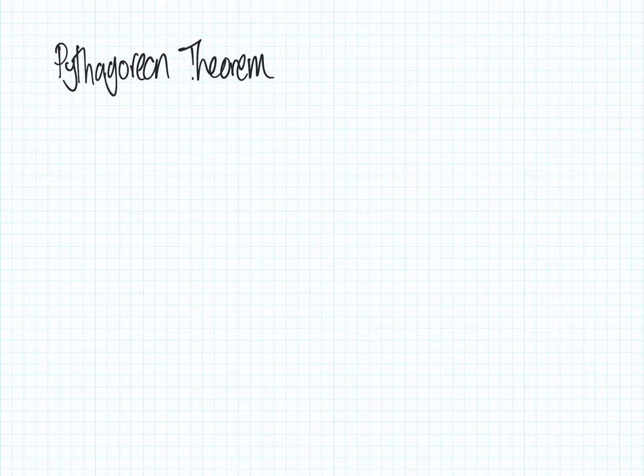Okay, so we're going to have a look at the Pythagorean theorem. You'll recall that this relates to right angle triangles. This only works in the case of a right angle triangle. So here we've got a triangle with a right angle.